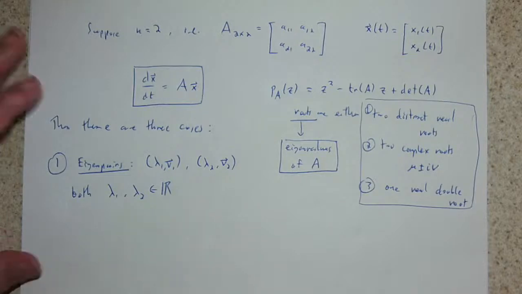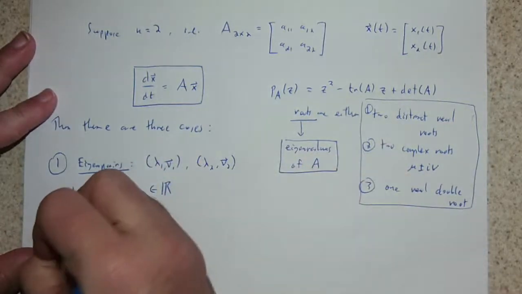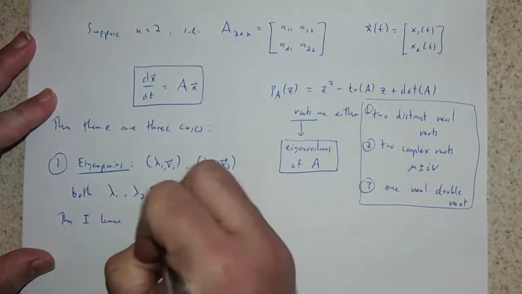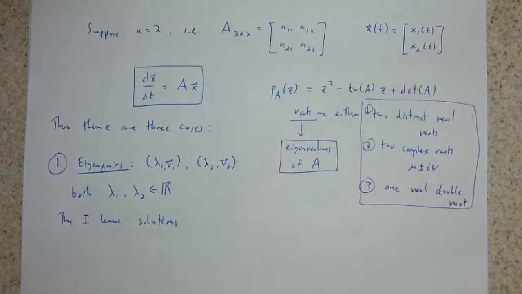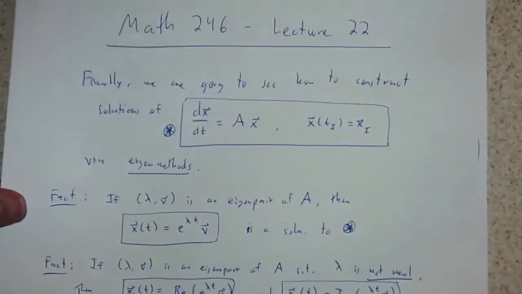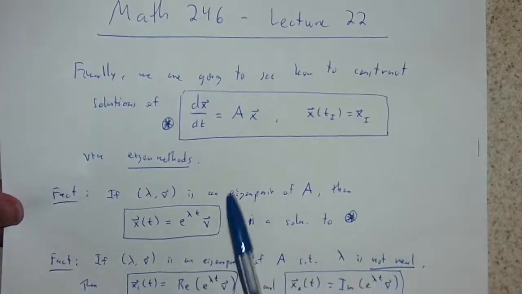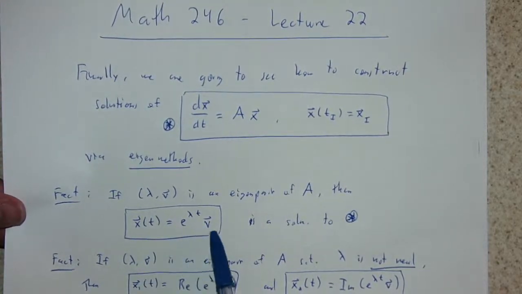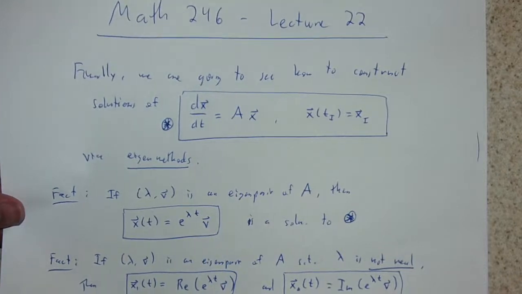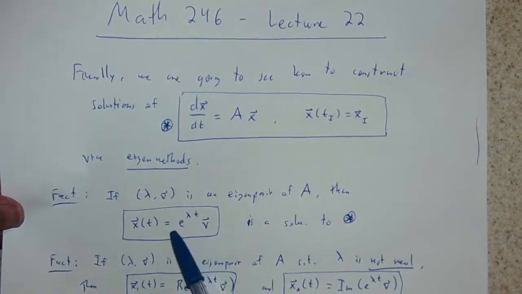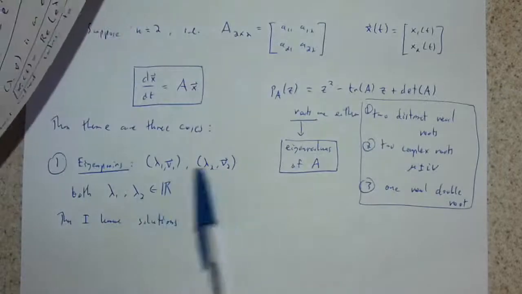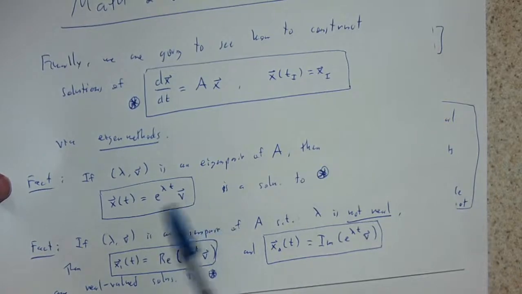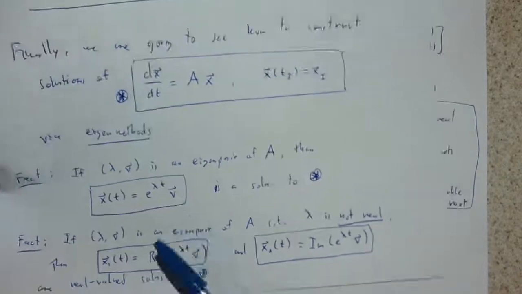So this is the first case. I have solutions from this previous fact. I was told that associated to any eigenpair of A, a solution to this differential system is x of t equals e to the lambda t v. So this is a solution. Since I have two eigenpairs in this case, I get two of these kinds of solutions, solutions of this form.